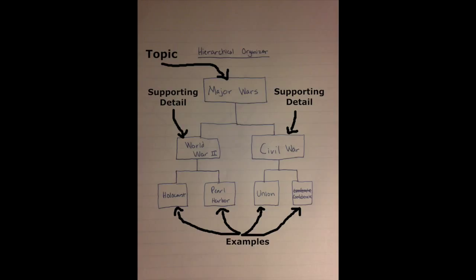After you've completed this step, the next step is to write down your examples. In this case, the examples I have for the Civil War are the two sides of the war, the Union and the Confederate. These examples should be written below your supporting details and drawn in smaller boxes than the topic and major supporting details. Then, these boxes should be connected to the supporting detail boxes.